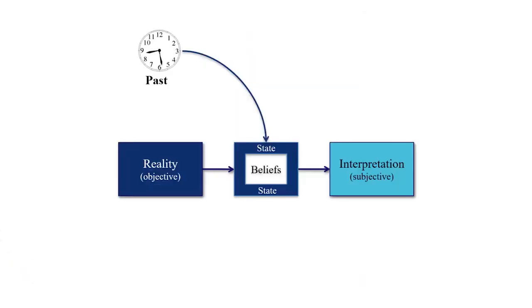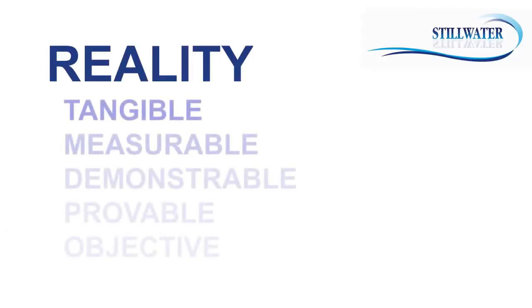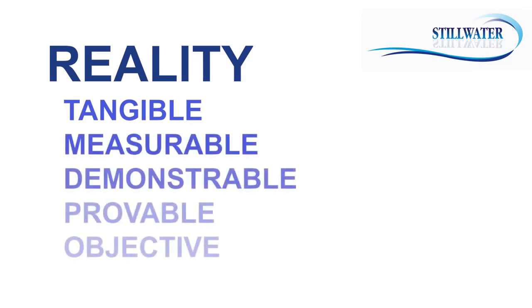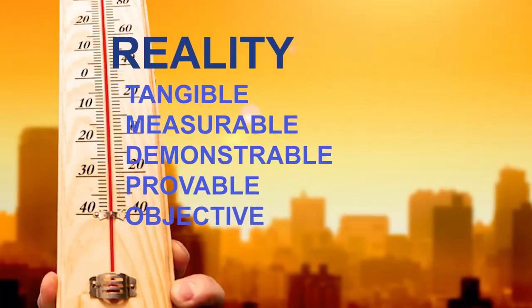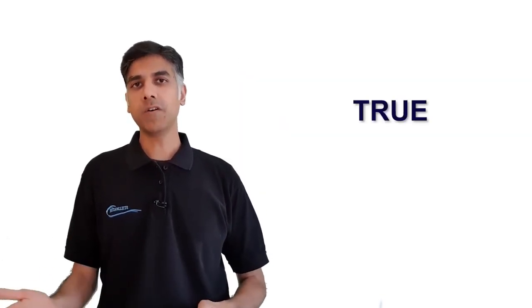Hi. A key skill we need in order to be effective is the ability to tell the difference between our interpretations and reality. Reality is fact-based. It's tangible, measurable, demonstrable, provable, objective. So if I said the temperature outside is 28 degrees centigrade, that would be an example of a statement of reality. I can prove that it is 28 degrees. I can take a thermometer out and measure it. Statements of reality are true or false, right or wrong.